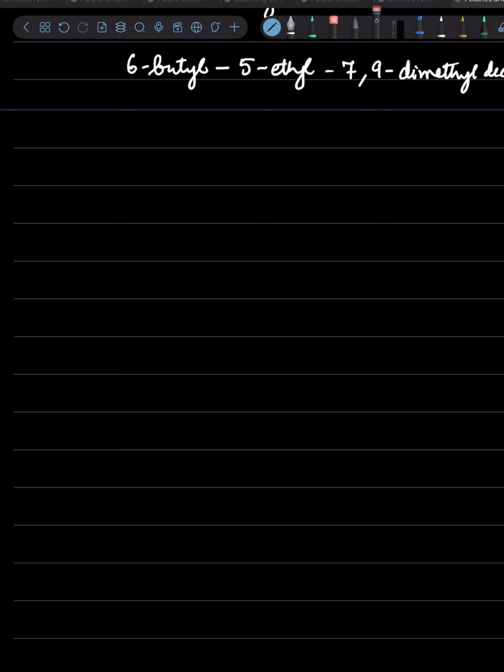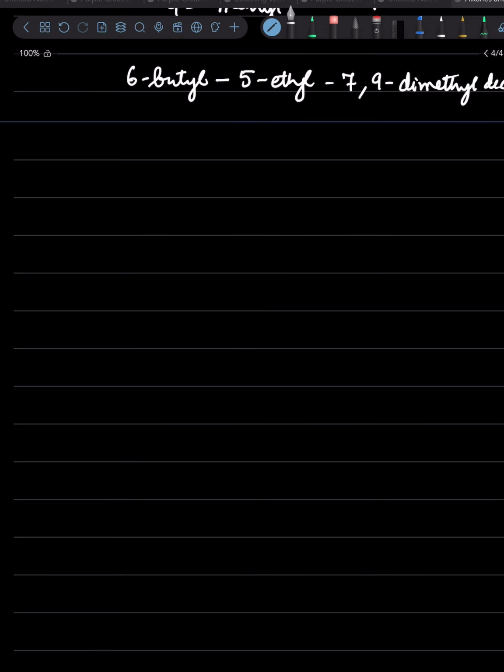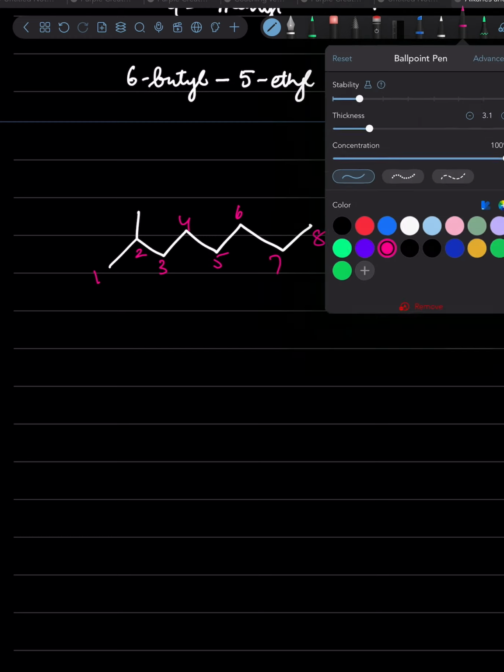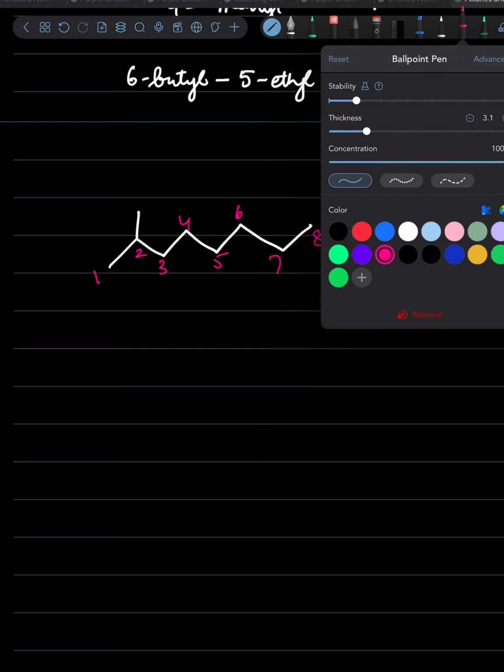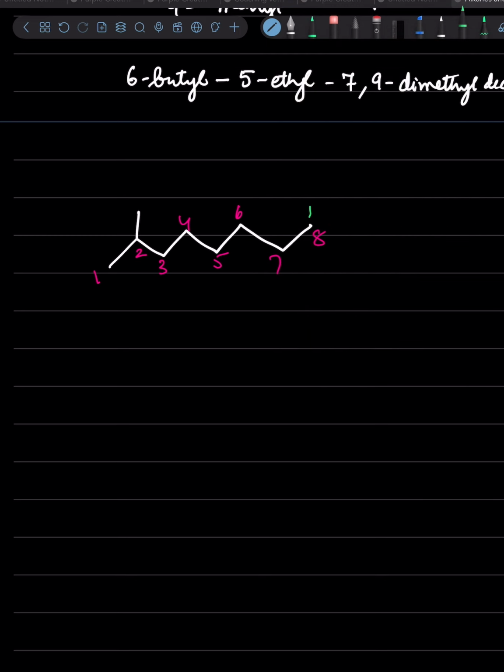And suppose you have a compound like this. I have a methyl group here. So you can number it like this, 1, 2, 3, 4, 5, 6, 7, 8. Or you can number it like this, 1, 2, 3, 4, 5, 6, 7, 8. In both the cases, it is the longest chain.